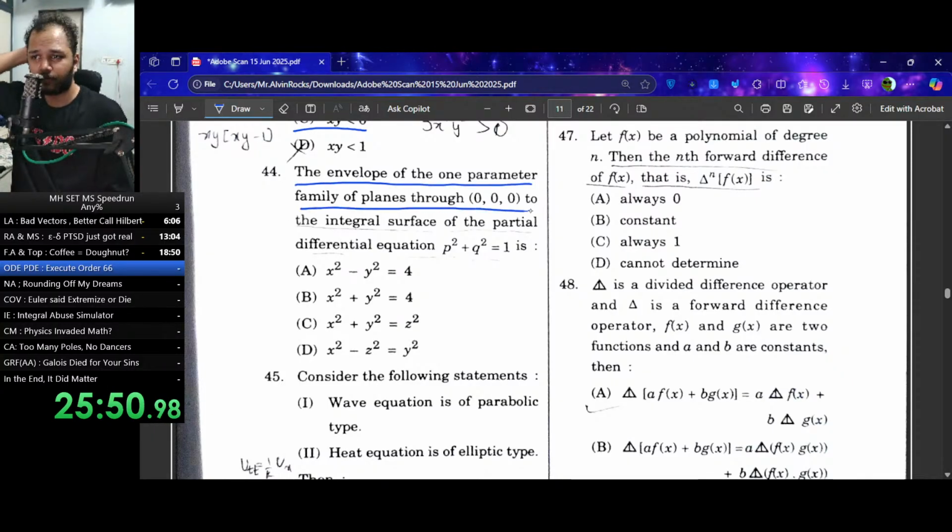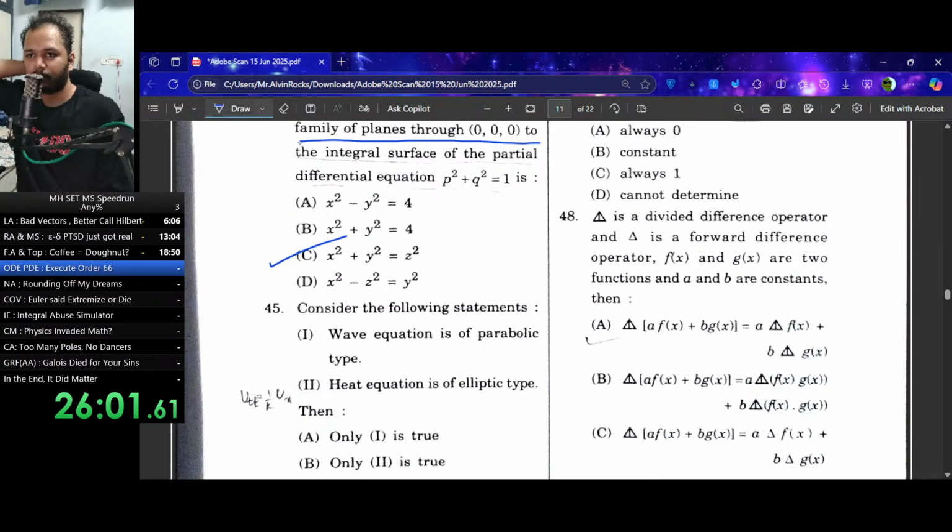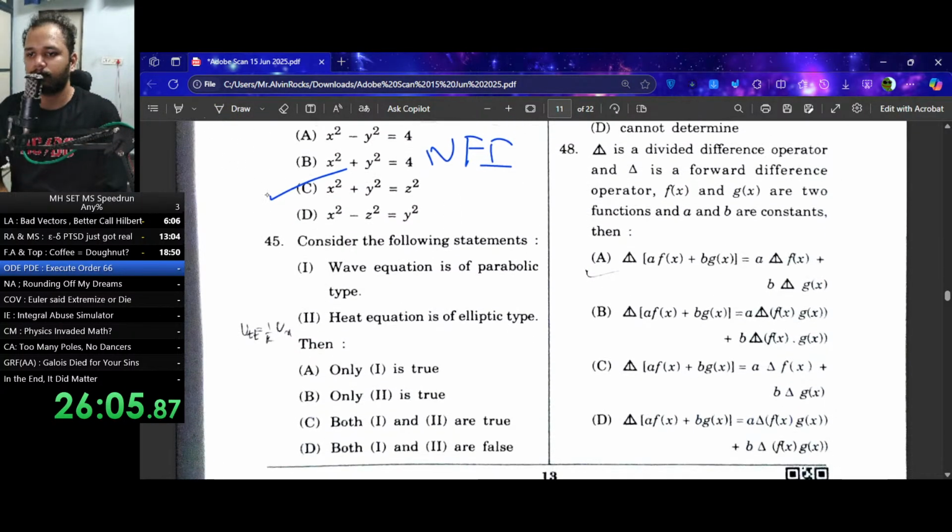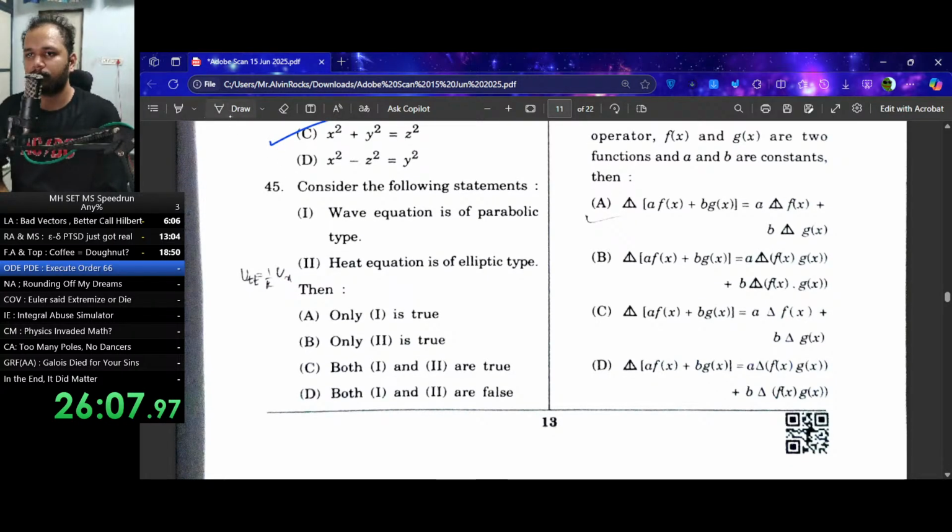One parameter family through 0, 0 to the integral surface. Just a guess. No idea type question. Again, this was an on-the-spot guess. No idea.